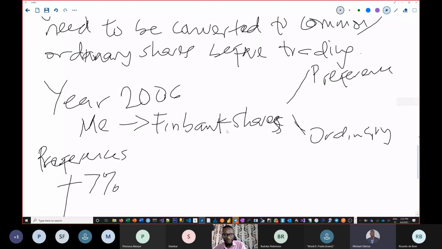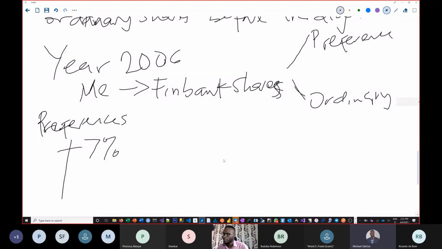So anyway, moving on, there are also preference shares. Preference shares come with some guarantees embedded. Oftentimes there is the condition that if you want to trade it, you need to first convert it to common shares. Let me give an example. In the year 2006, this is real life, not fictional, I wanted to buy into Finbank on the same prospectus. I think it was an IPO. There was a prospectus, and they mentioned that they were selling two categories of shares. There were the preference shares, which came with conditions.